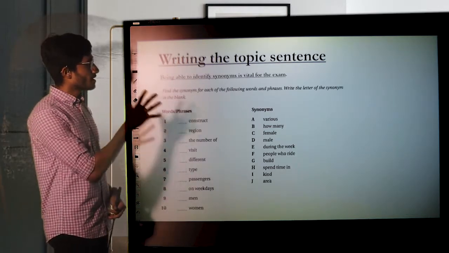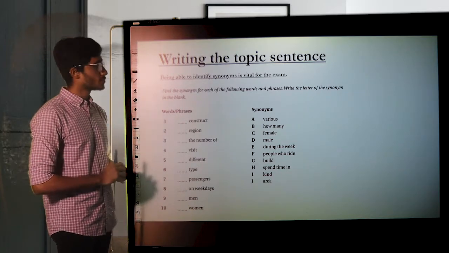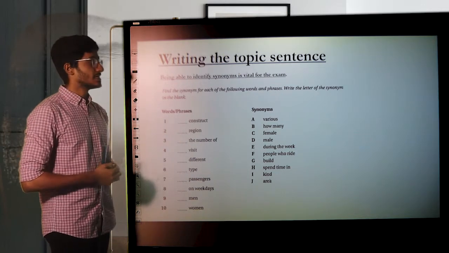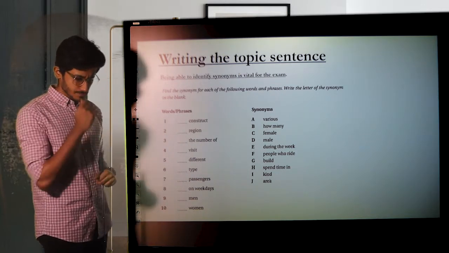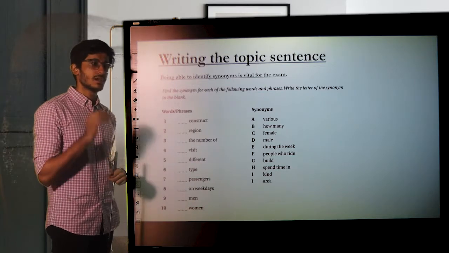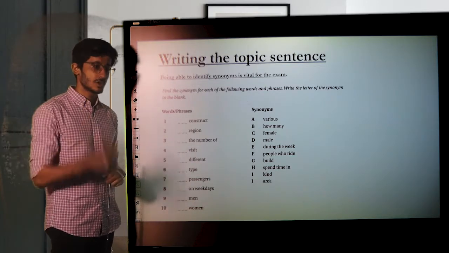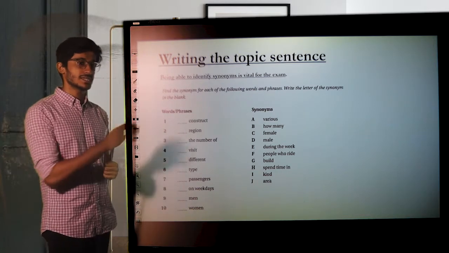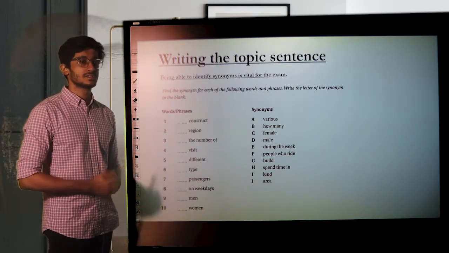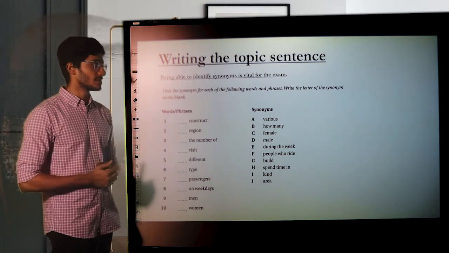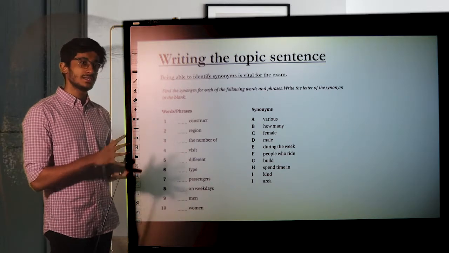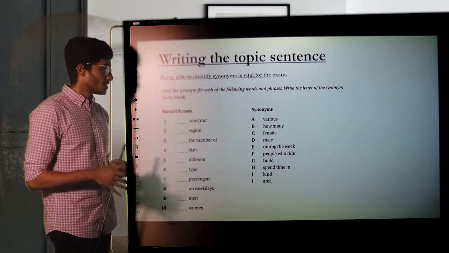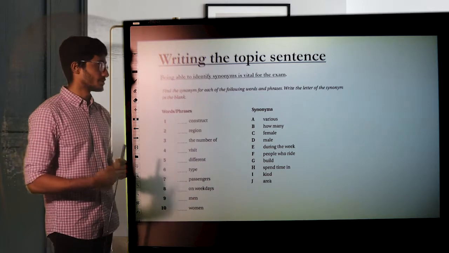So here are a couple of tips that I would like to give you. So being able to identify synonyms is vital during the exam. So remember how I said do not copy direct sentences or direct phrases from the task. But you might think that, okay, the task instruction is all I have. It tells what the graph is about and everything. So if I don't write anything related to that, then how can I write in my own words? So for that, you have to have a good synonym vocabulary.